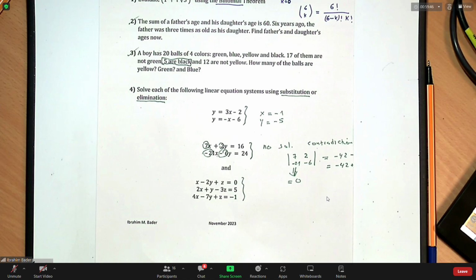Now, number 3 is a little bit challenging using these methods. Fortunately, we will learn other methods which make it very easy to solve such linear equations of 3 variables. But here, let's try to solve it using the 2 methods.